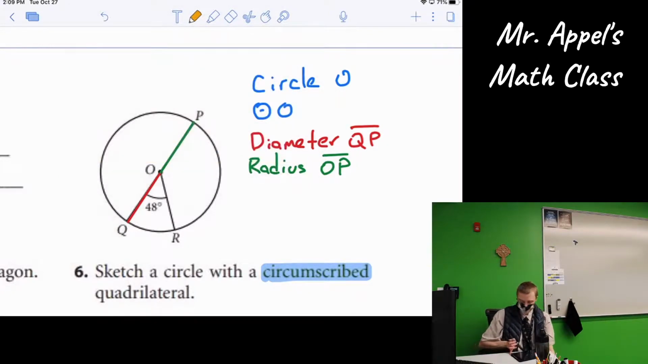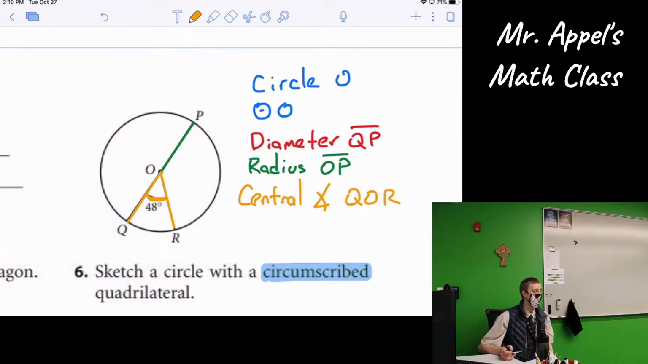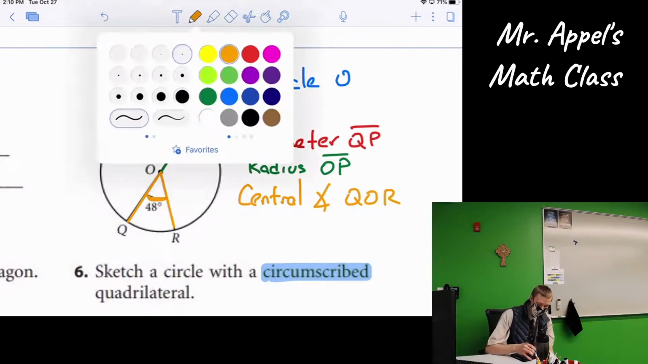Here's the new bit. Down here, you see that 48 degrees. That guy is called a central angle. Okay? And it's called a central angle because it's an angle that goes to the center of the circle. So we're going to call it angle QOR. Right? A central angle has its vertex on the center of the circle. If this middle letter is not the center of your circle, you ain't a central angle.